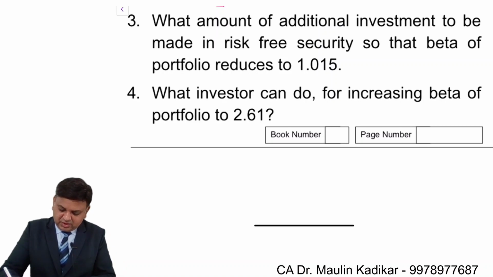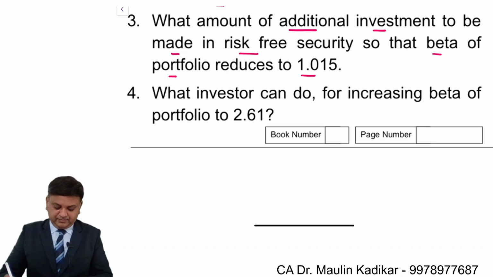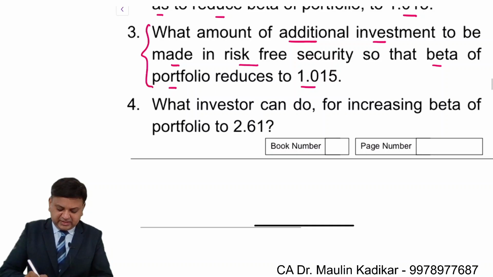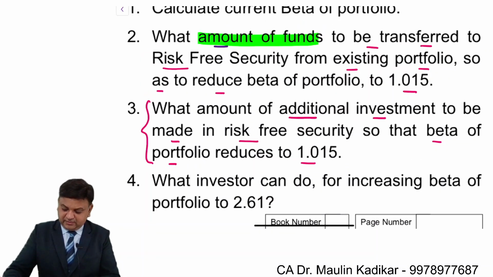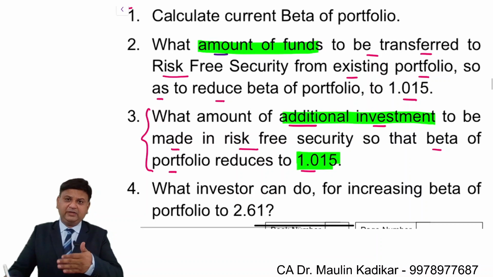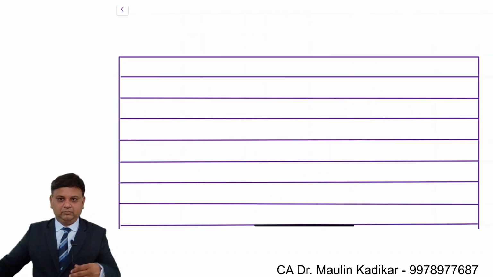Next question. What amount of the additional investment is to be made in a risk-free security so that the beta of the portfolio reduces to 1.015? Again, try to calculate the answer to this question on your own. What is the additional investment to be made so that the beta of the portfolio reduces from 1.45 to 1.015? Please write your answer in the chat box.